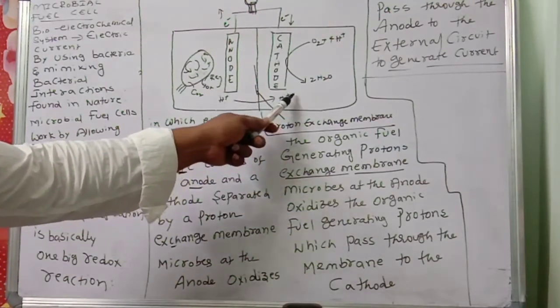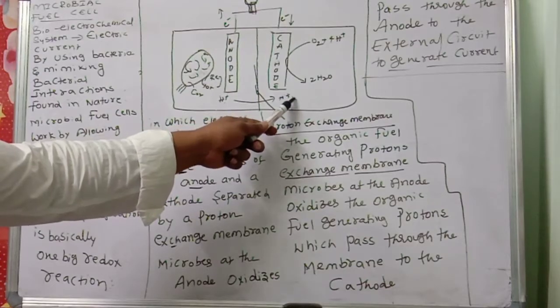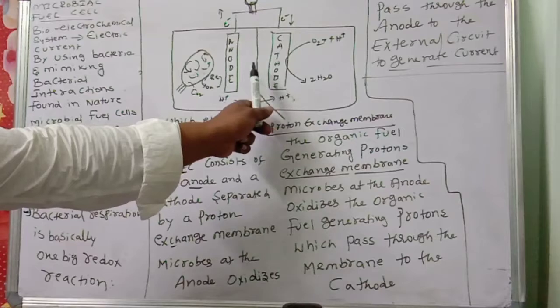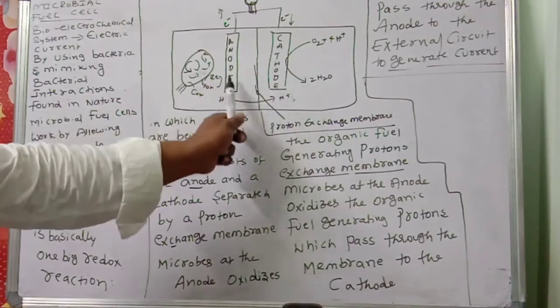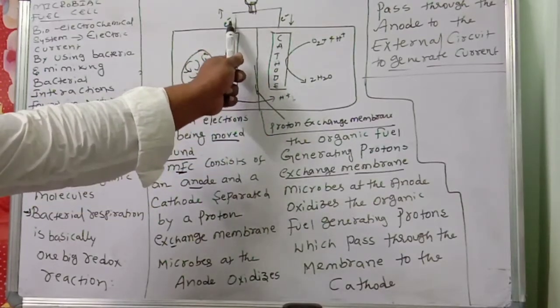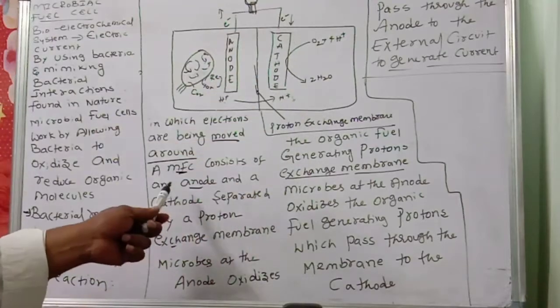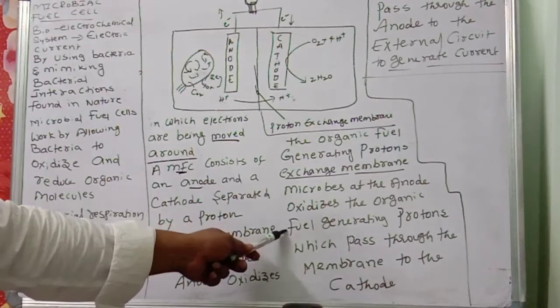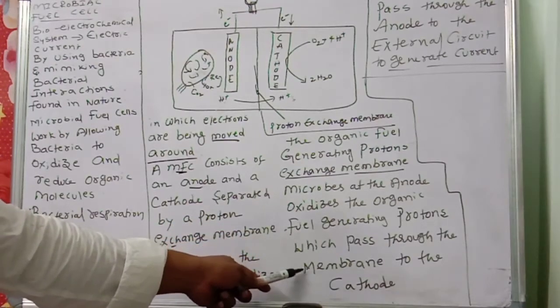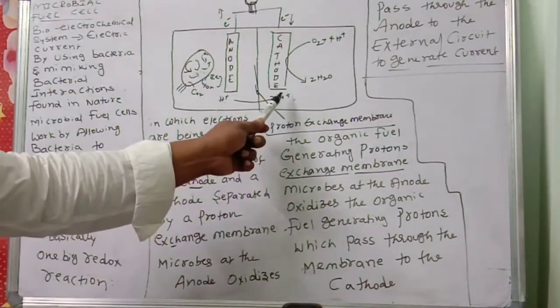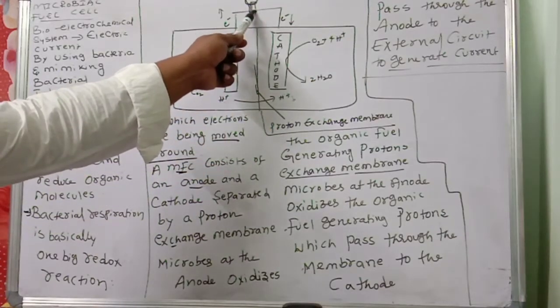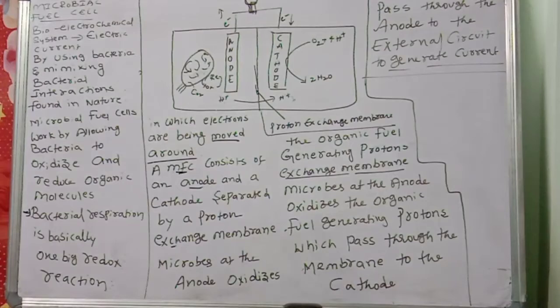So we are going to the cathode. Now what will happen? The electrons pass through the anode to the external circuit to generate current. Like this, the electrons will be transferred to the anode. Once again, microbes at the anode oxidize the organic fuel generating protons, which pass through the membrane to the cathode, and the electrons pass through the external circuit to generate current. Very, very important.